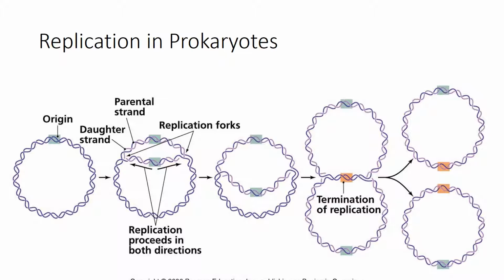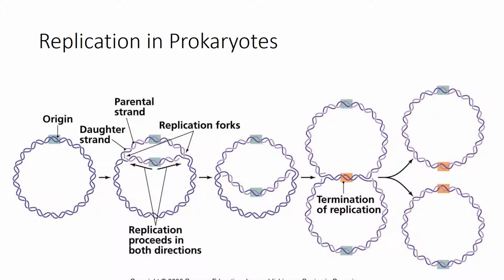As you can see, we start off on the left-hand side of this diagram. We have a single point of origin. That's where replication will start. And then the replication forks, the DNA is going to be split, and replication will continue in both directions until we get to the termination of the replication site, and we end up with 2 copies of DNA.